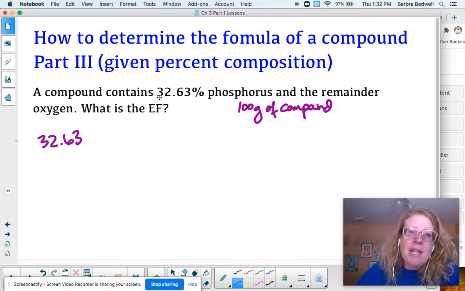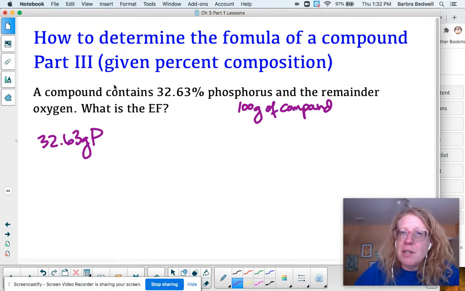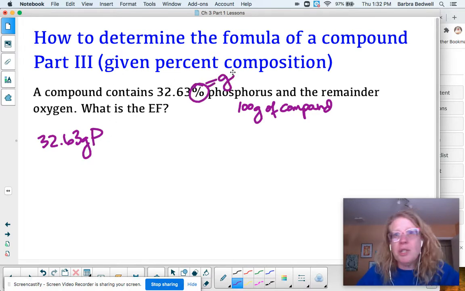If I know that it's 32.63% phosphorus, 32.63% of 100 grams is 32.63 grams of phosphorus. So in these kinds of problems, you can literally translate those over and say, all right, instead of percent, I'm just going to call those grams. It's sweet. I love easy tricks. It's so nice to have those happen like that.